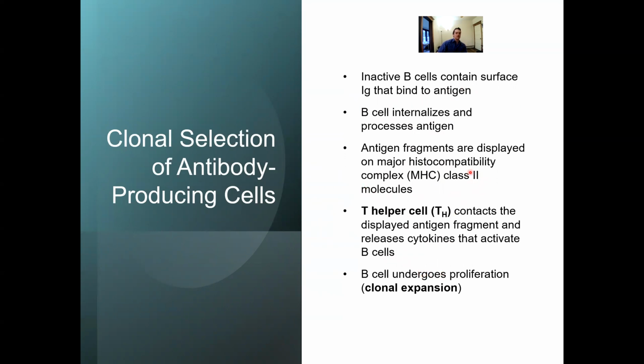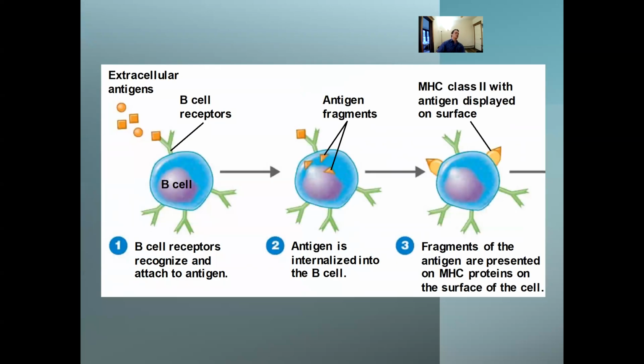Just note on this major histocompatibility complex, because there are two classes, I will be pointing out the differences. So this is what we were just on about. Here you can see the B cell receptors on your B cell, and your extracellular antigens are present. The B cell will then recognize and attach to the antigen. The antigen will then be internalized. You can see it's inside of the B cell. And the fragments of the antigen are then presented on the MHC. Again, this is your major histocompatibility complex, which is on the surface of the cell.